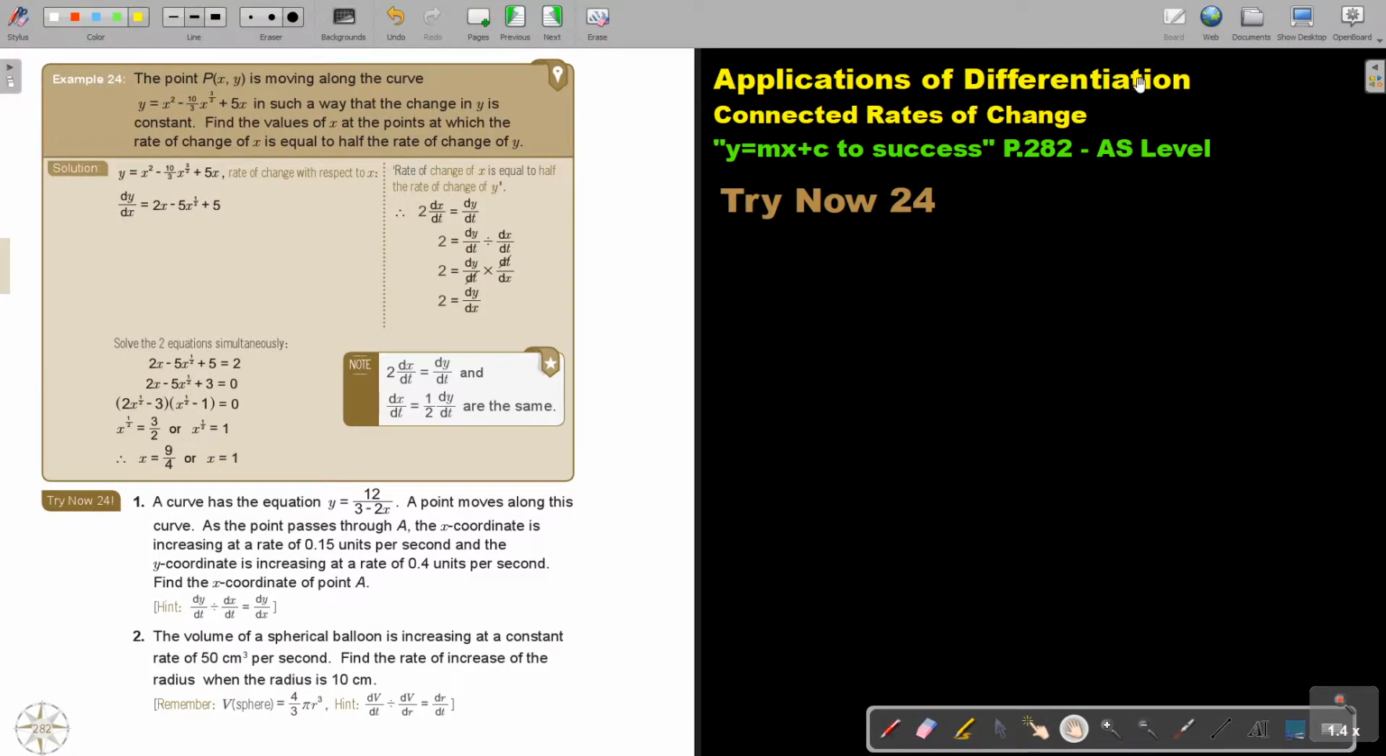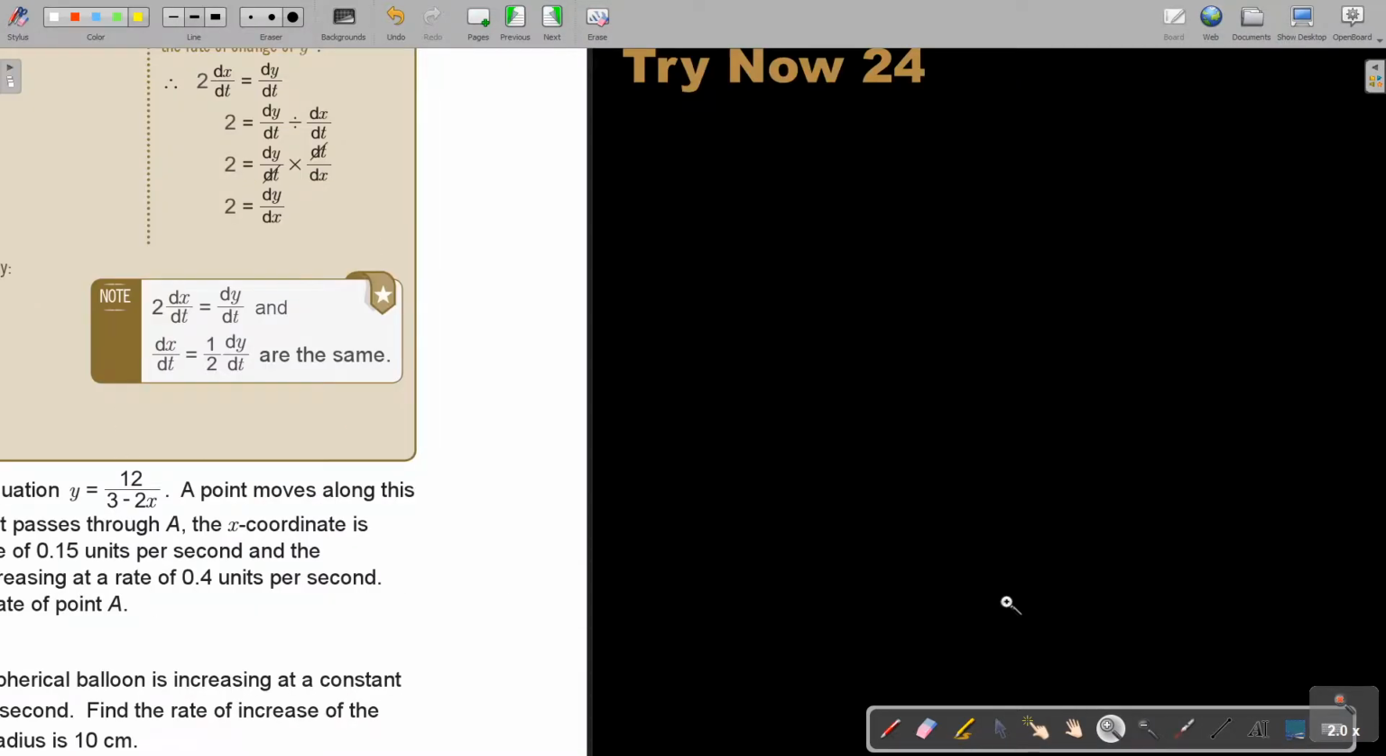Applications of differentiation. In this video, we are going to continue with connected rates of change. You will find this on page 282 in the Namibia AS-Level Mathematics textbook, Y equals mx plus c to success. I'm just going to make it a little bit bigger and then we're going to look at this example.